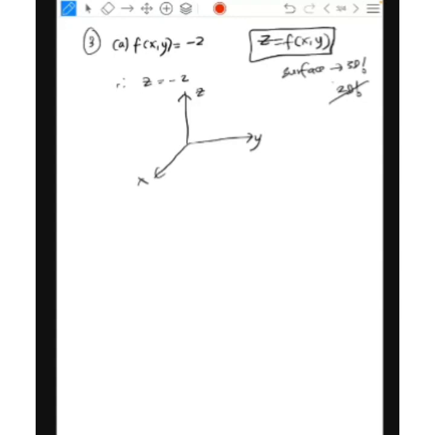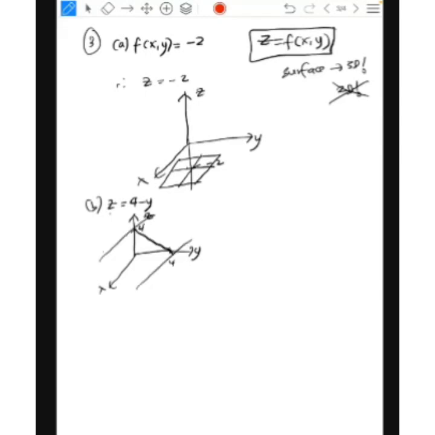For part a, z equals -2. So x is arbitrary, y is arbitrary, so you just draw a line parallel to x and another line parallel to y, and this is your plane hanging at z equals -2. Same goes to b, z equals 4 minus y. This is another plane, but this plane is along x. How do I know it is along x? Because x is missing here. You only have z and y. If y is 0, then z equals 4. If z is 0, then y equals 4 as well. So we have something like this along the x-axis.